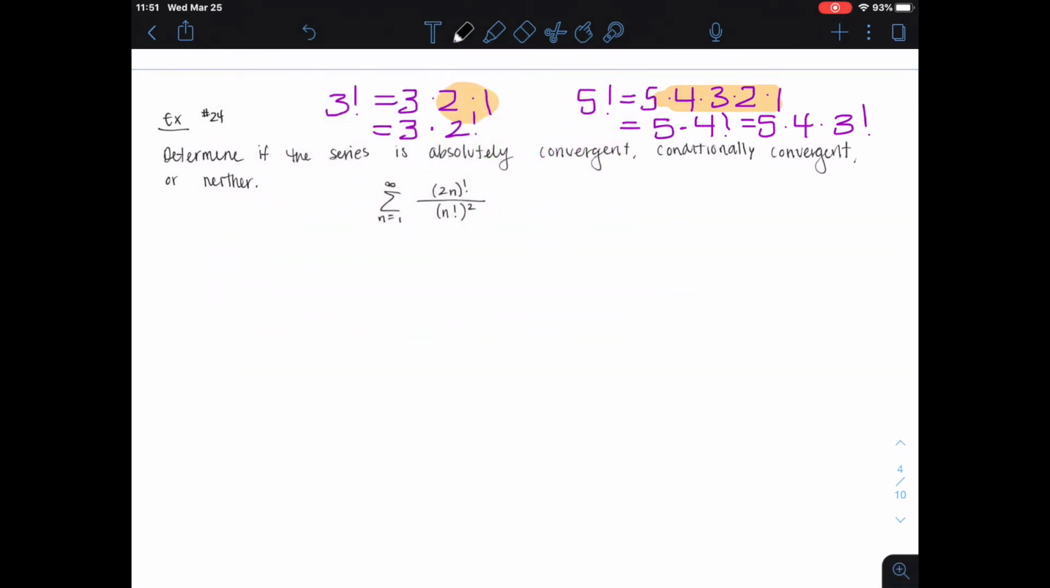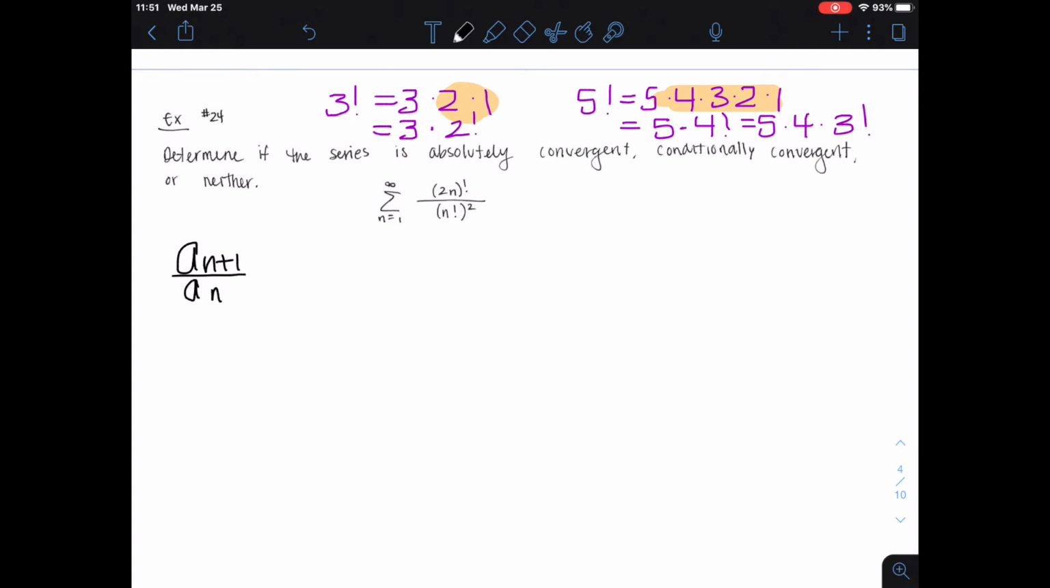Our indication that we're going to use the ratio test is we have these factorials. So the first thing we're going to do before I take this limit is we're going to have to simplify that expression a_{n+1} over a_n. So let's go ahead and work with this and try to simplify it as much as we can.